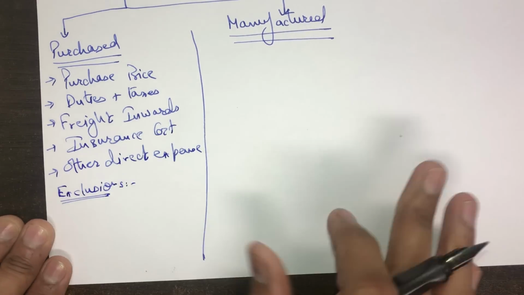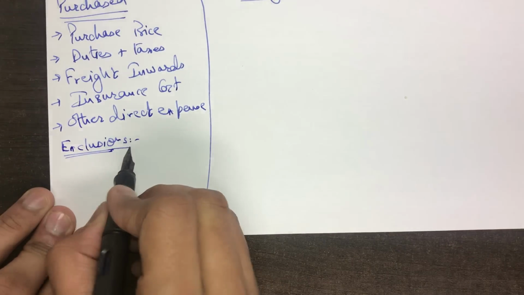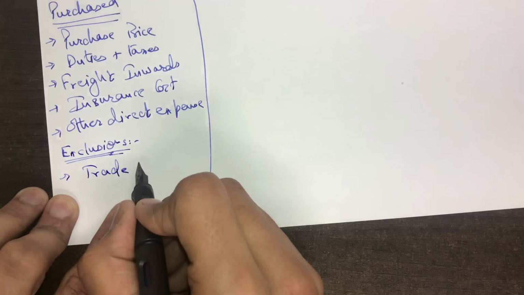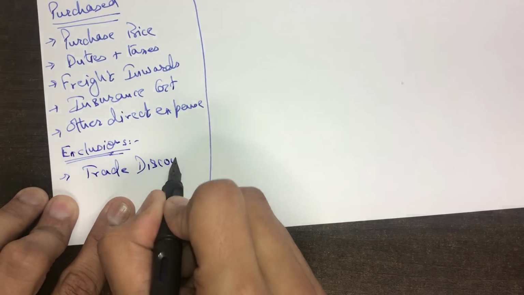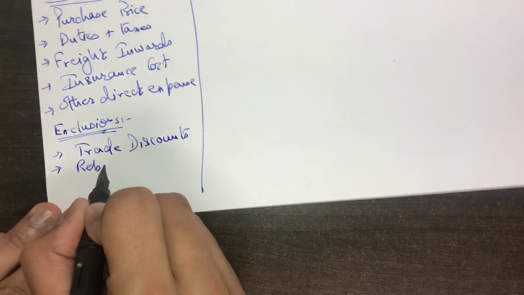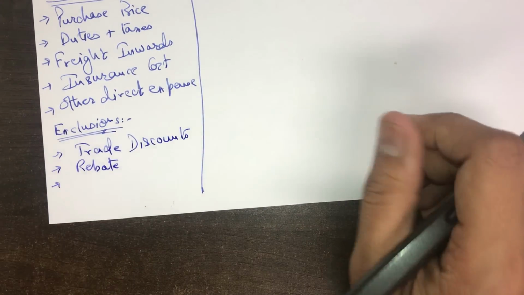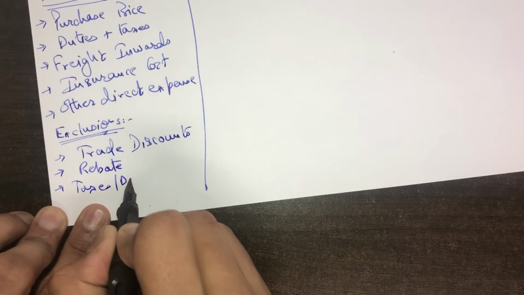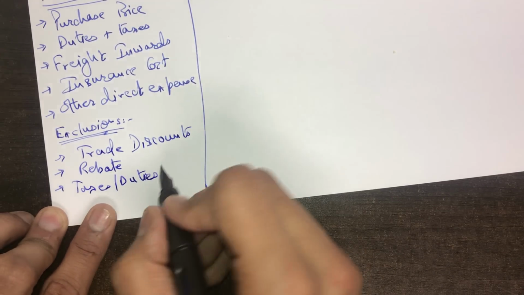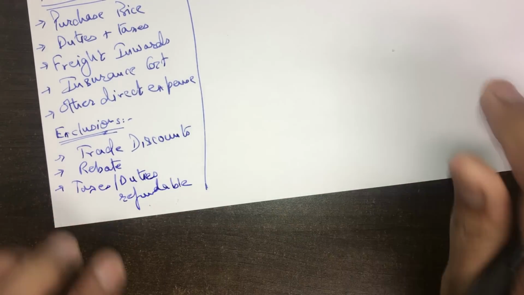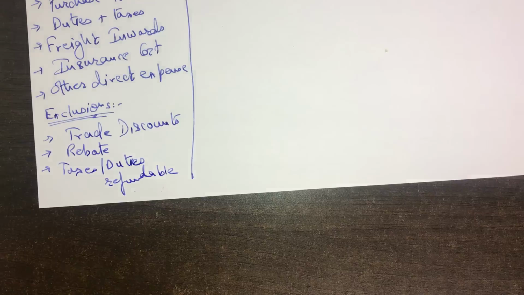Now please note that there are certain exclusions or exceptions to this rule. What are those exceptions? Number one, trade discounts are to be deducted while computing material cost. Number two, any rebate which you have received is to be deducted while computing the material cost. Number three, taxes and duties which are refundable, like convertible in future, are to be excluded from material cost. They have to be deducted while computing the material cost.